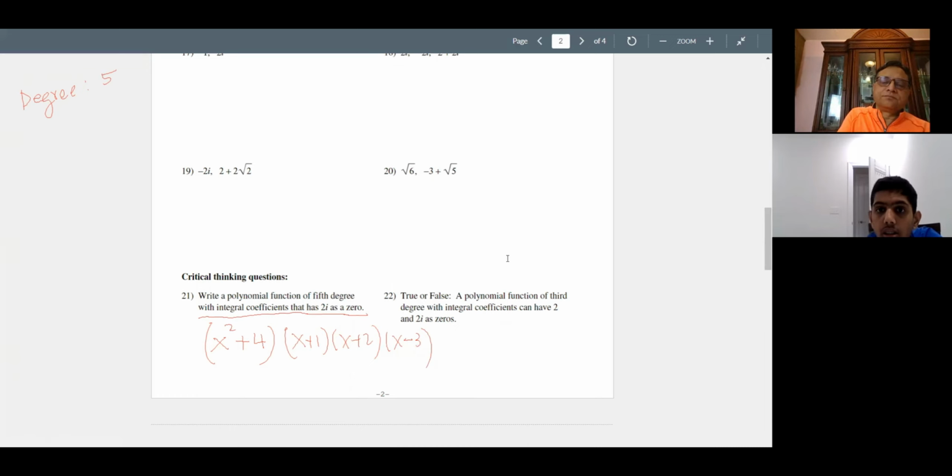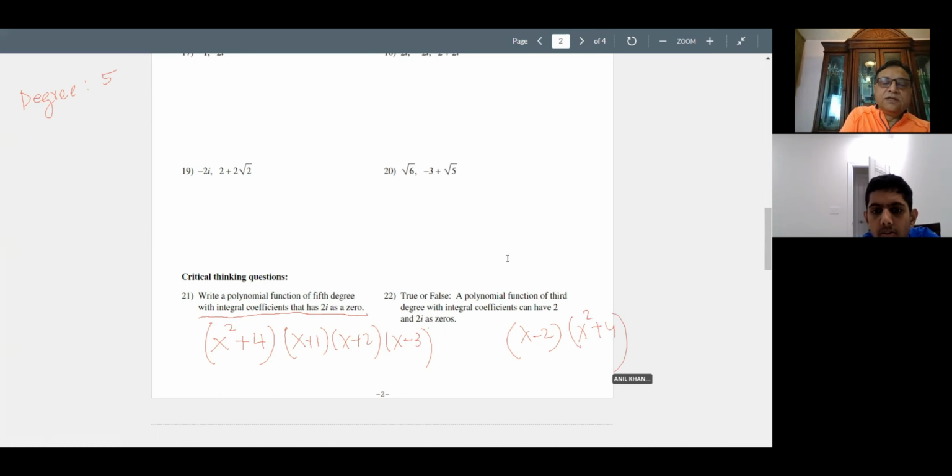True or false? A polynomial function of third degree with integral coefficients can have 2 and 2i as zeros. So 2 is 0 means x minus 2. 2i is 0 means x squared plus 4, correct?